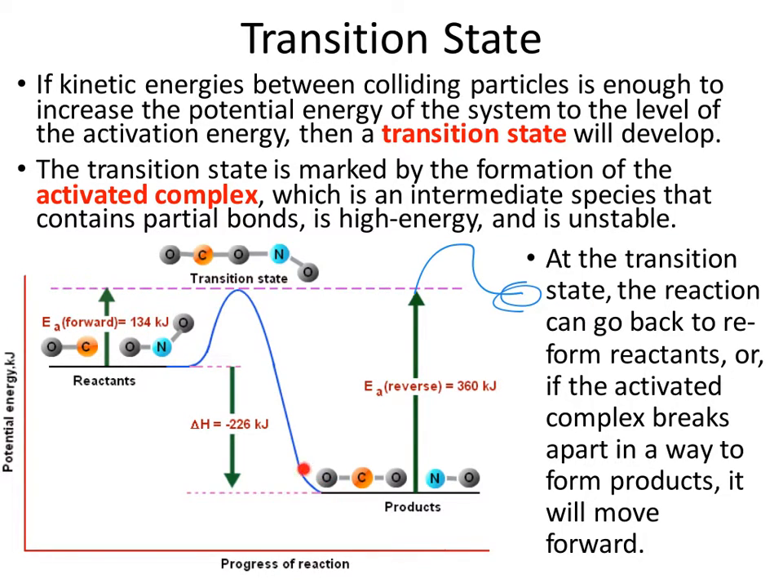The activation energy to go from products to reactants is the enthalpy change plus the activation energy in the forward direction. So the total activation energy that these products would have to overcome to get back to this transition state and into reactants is 360 kilojoules. And so this would be a very, very slow reaction. It'd be very hard to do. The bigger the activation energy, the slower the reaction.